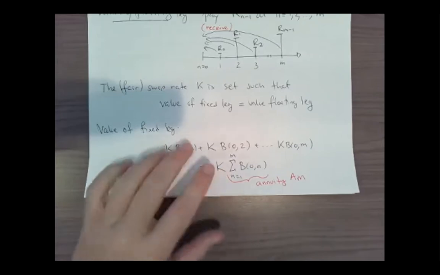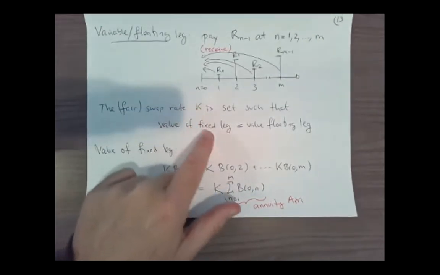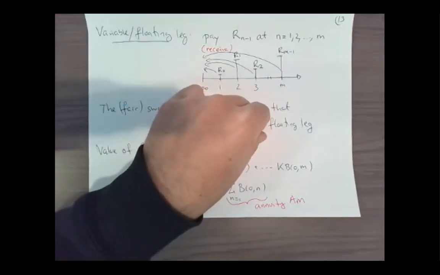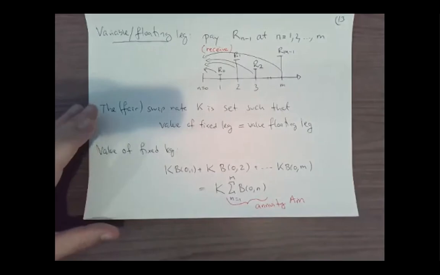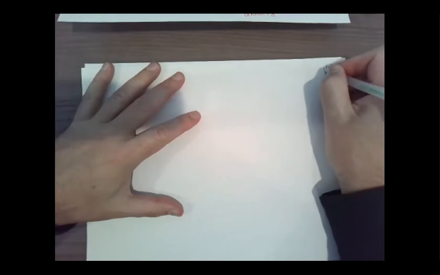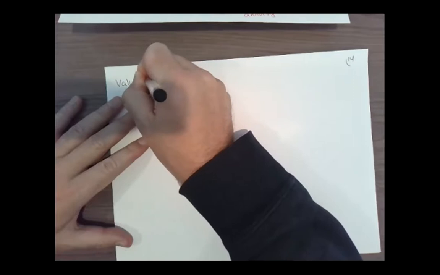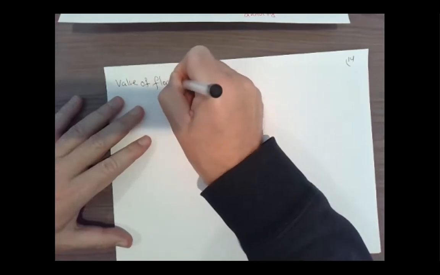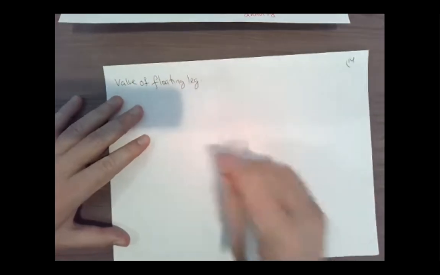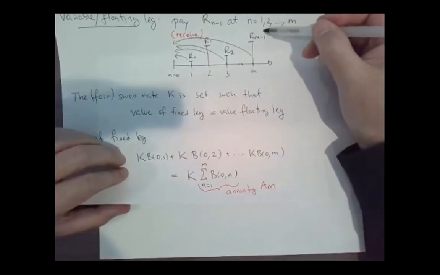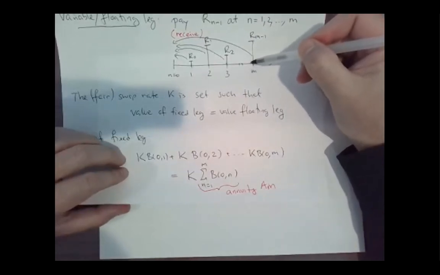Ultimately, we want to solve for K, right? You need to find that value K such that this number here, the value of the fixed leg, is going to be equal to the value of the floating leg. So the floating leg is the next one. This is the harder one. So the value of the floating leg. Well, we're going to work backwards. Right? This is our picture. We're going to start out here, moving this payment back to time m minus 1.